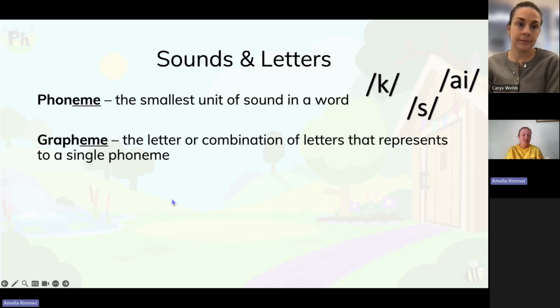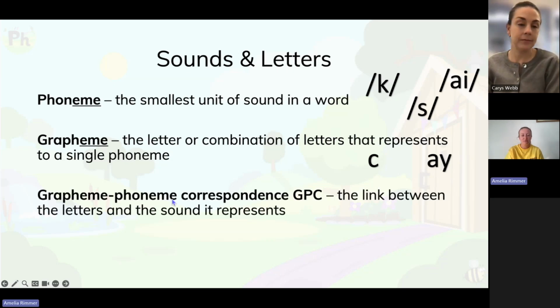Graphemes are the letters or combinations of letters that represent a single phoneme. So we've got those individual bits of sound from a word, and they have different letters representing them. So here are some examples with a letter C, or the letters A and Y together representing one sound.